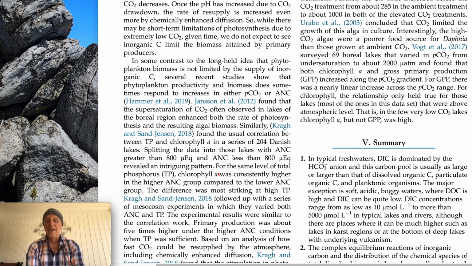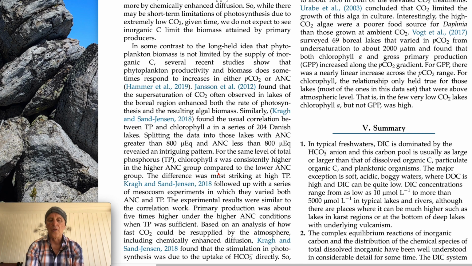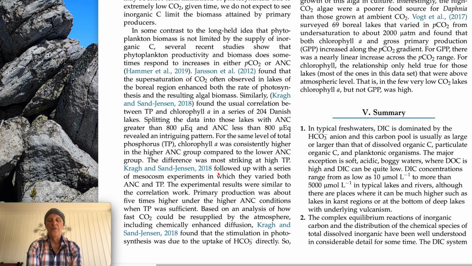Similarly, Cragg found the usual correlation between TP and chlorophyll a in a series of 204 Danish lakes. Splitting the data into lakes with ANC greater than 800 microequivalents and ANC less than 800 microequivalents revealed an intriguing pattern. For the same level of total phosphorus, TP, chlorophyll a was consistently higher in the higher ANC group compared to the lower ANC group. The difference was most striking at high TP.